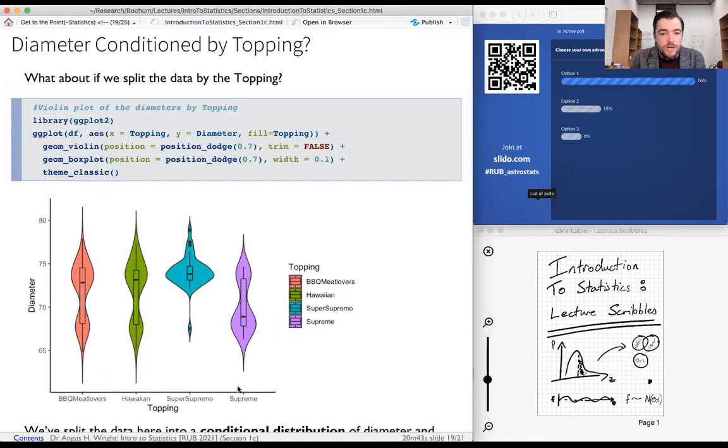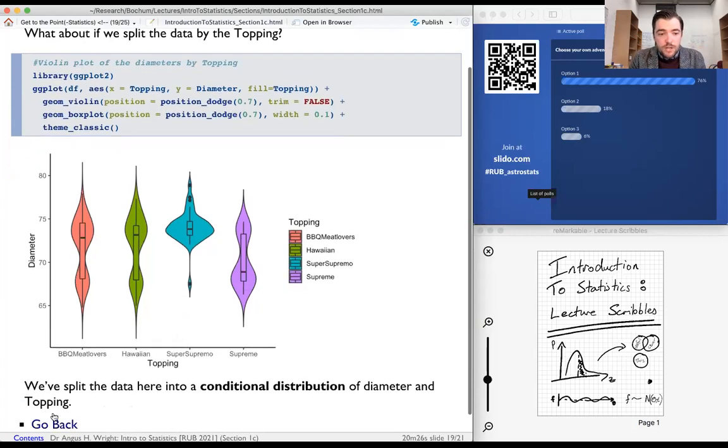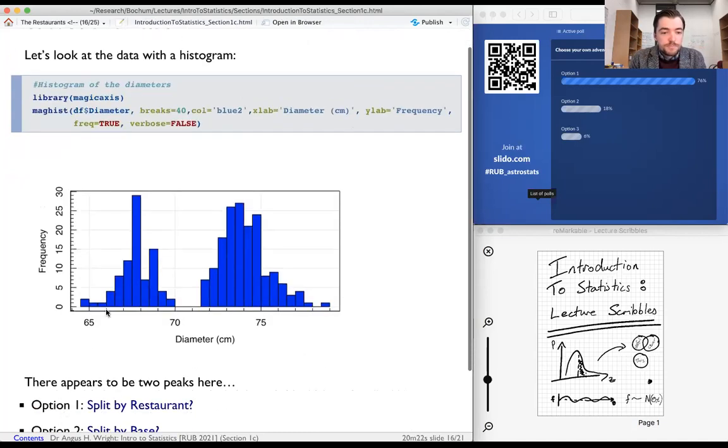But you can see when you split by topping, you've got many items which are bimodal. So topping clearly doesn't have a strong correlation with the split that we're interested in, separating out the bimodality of these data sets. So the conditional distribution of diameter with topping isn't super useful for us.